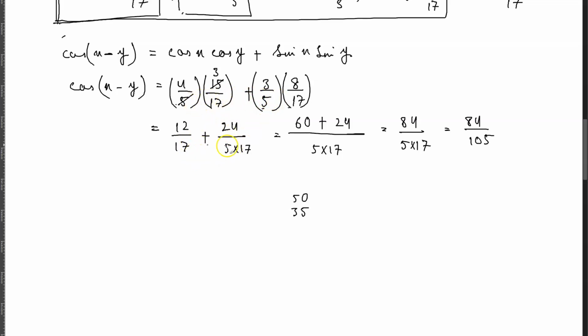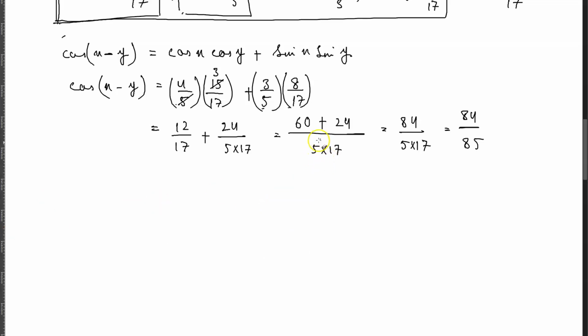There is a 17 here and a 12. And there is 5 times 17, and 3 times 8 is equal to 24. Then you have 5 times 4 is equal to 60, and 5 times 17 is equal to 50 and 35. Oh, that's 85, I'm sorry. That is 85. Okay, so that is 84 by 85, right?